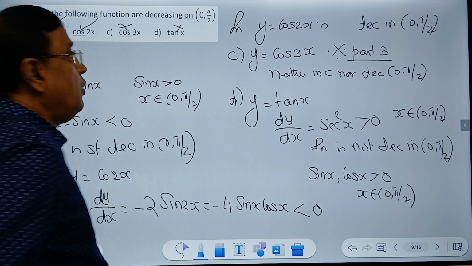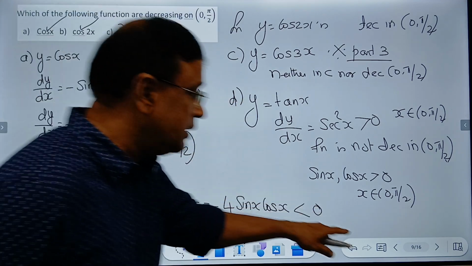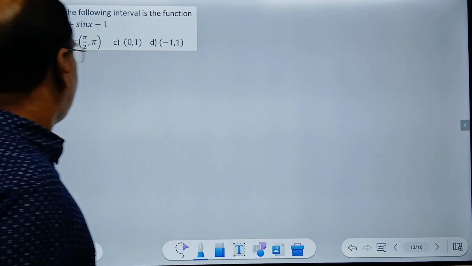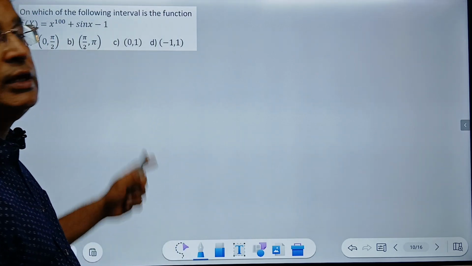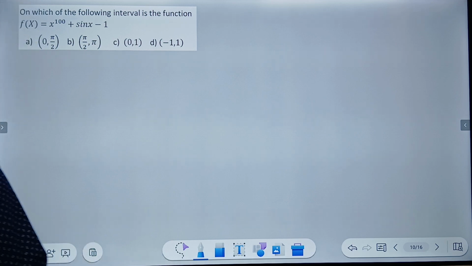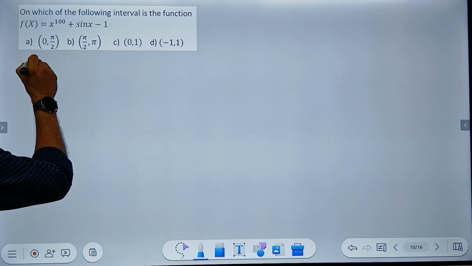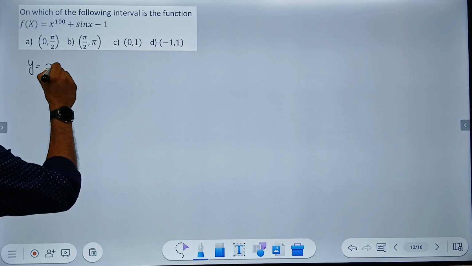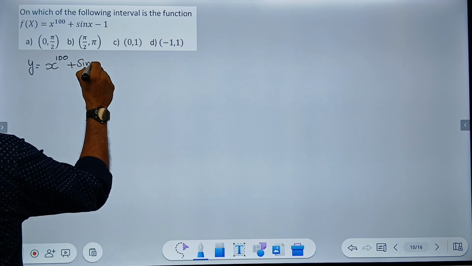Previously, intervals were given, and we had to find which of the following functions are increasing and decreasing. Here, a function is given, and you have to check in which of the following intervals the function is increasing or decreasing. It's slightly lengthy, so we'll do it a little slowly. First of all, I'll take the function x power 100 plus sin x minus 1.